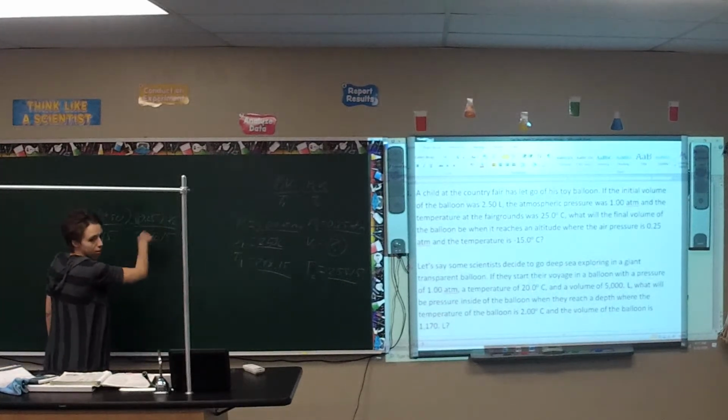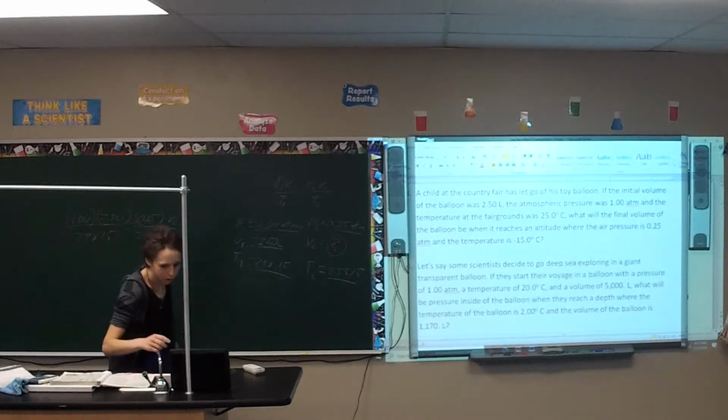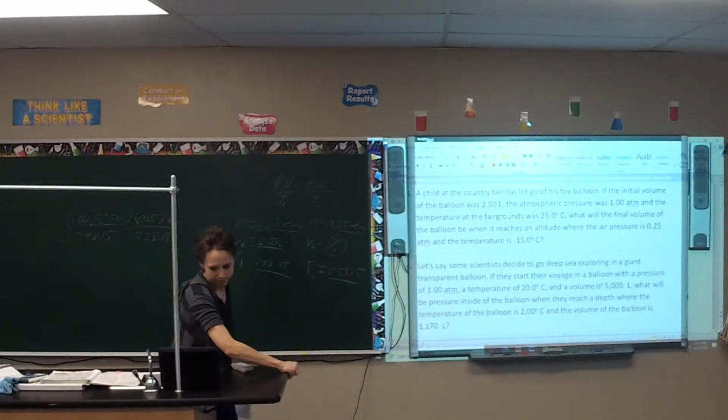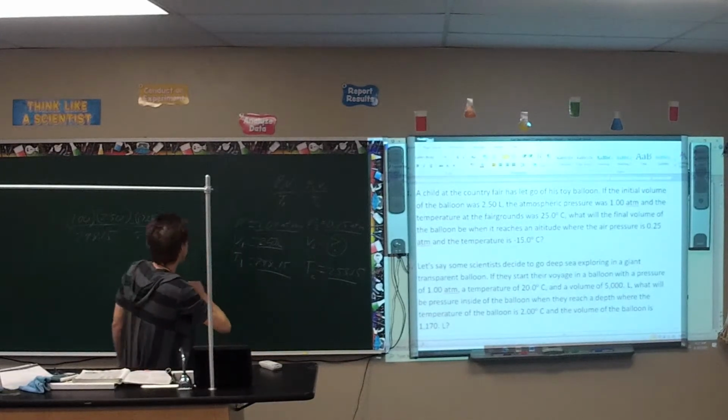Alright, how do I get second volume by itself? I'm trying to make sure there's a bar in the middle of it. No, I think you can see it. I should show it. Nope, wrong direction. Okay, that's a little bit easier.